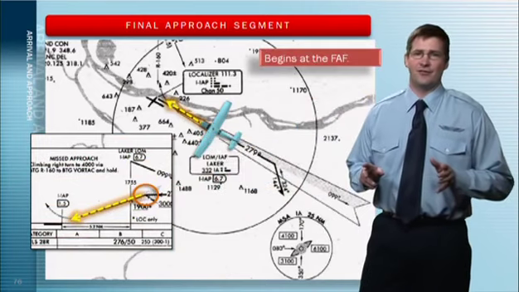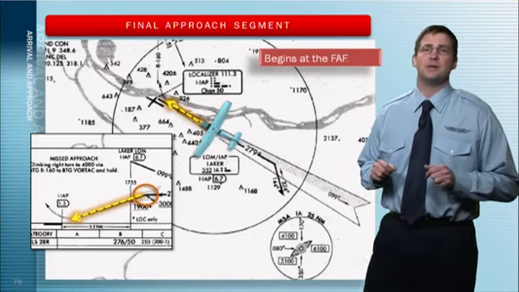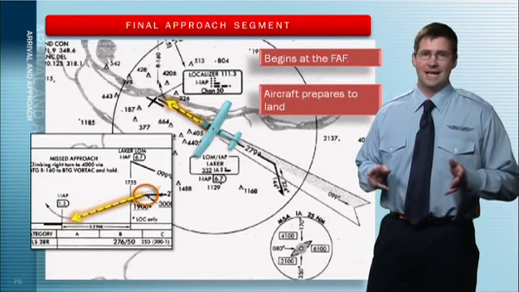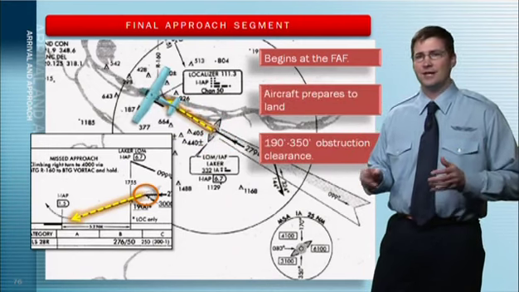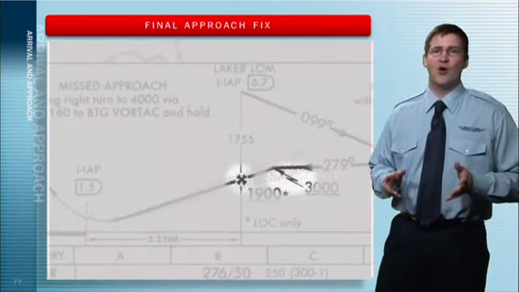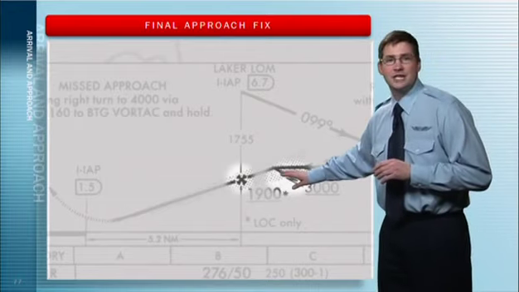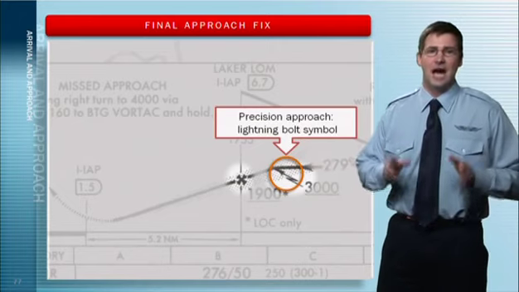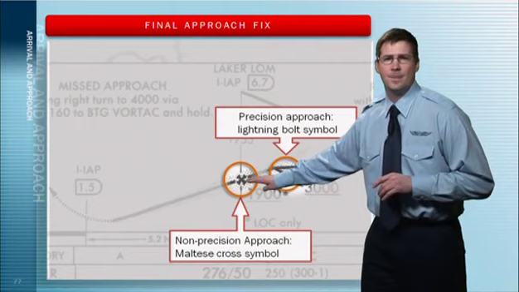It starts at the final approach fix at the top of the glide slope and goes down to the missed approach point, or MAP. The aircraft is preparing to land and is guaranteed between 190 feet and 350 feet of obstruction clearance. There are 2 ways to show a final approach fix on a chart. First of all, a precision approach is shown with this lightning bolt symbol right here, and a non-precision approach uses a Maltese cross symbol like we see right here.